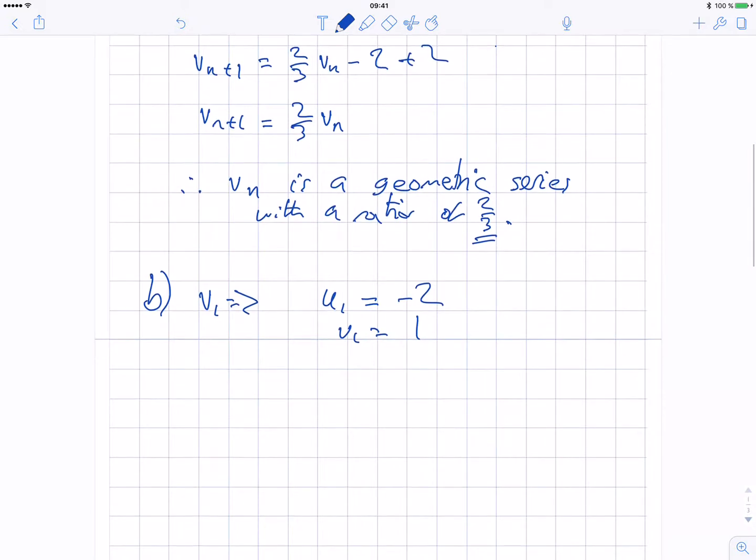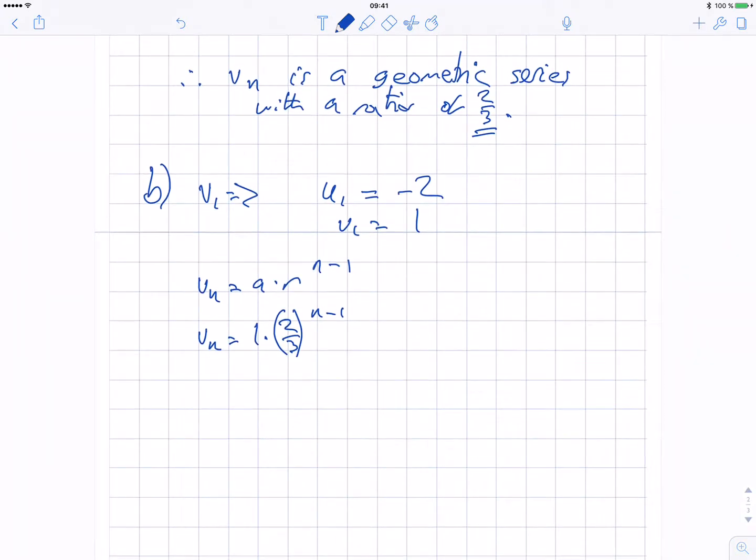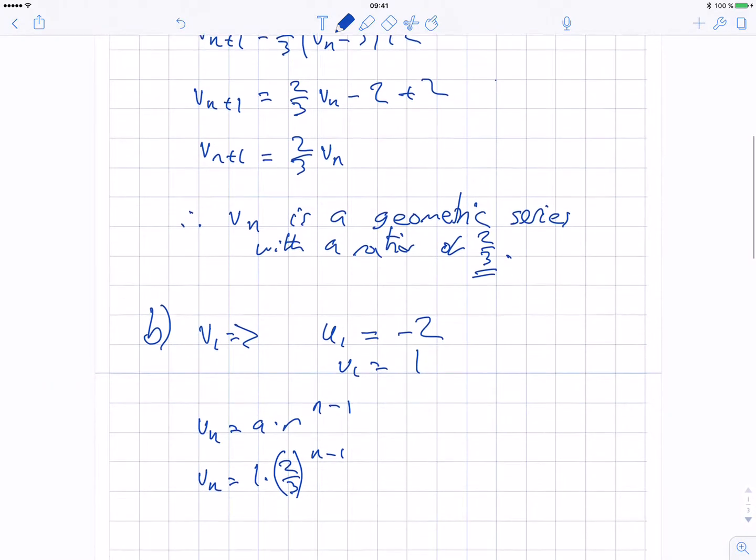So the first term, remember it's in terms of n, so it's going to be written as Vn is equal to a times r to the power of n minus 1. So Vn is equal to 1 times r, the common ratio, to the power of n minus 1. And that's Vn done. Now un is a bit more complicated because un is maybe not a geometric sequence.